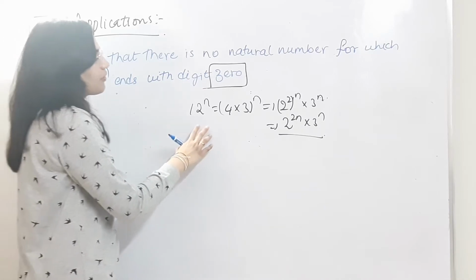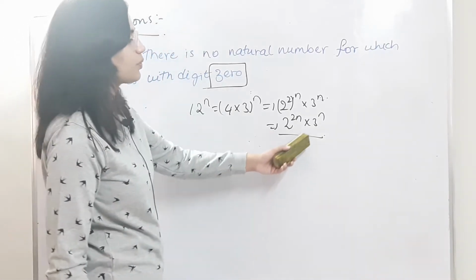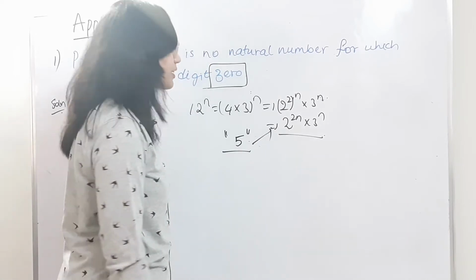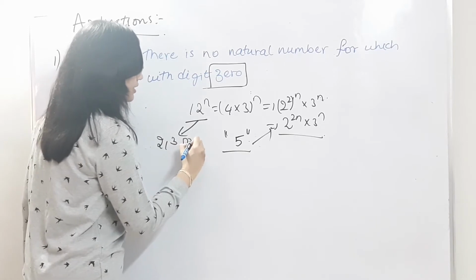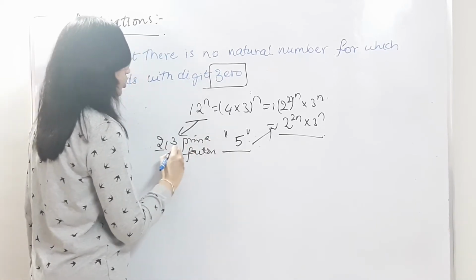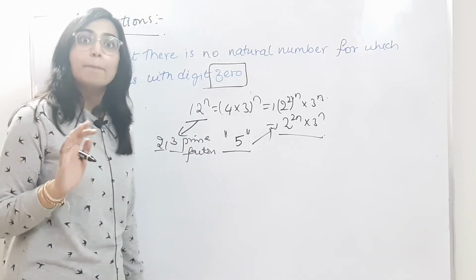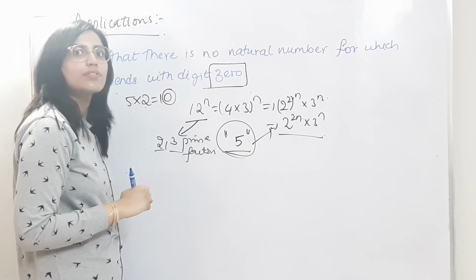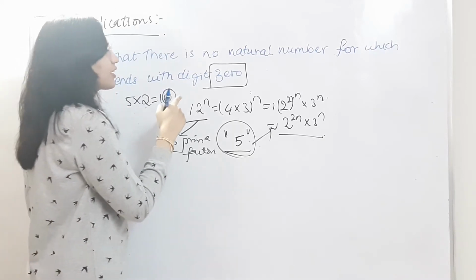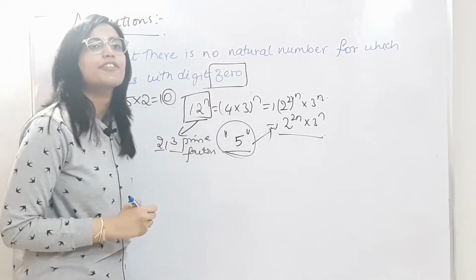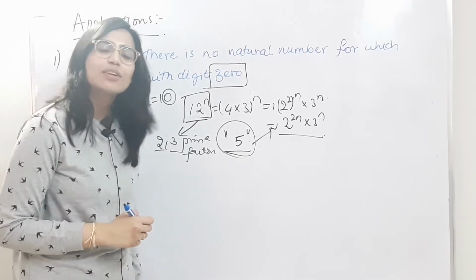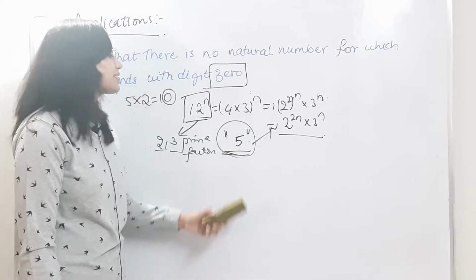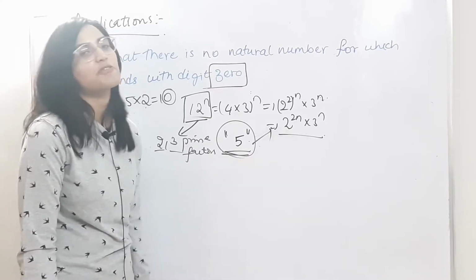So, when 12 power of n is simplified to its prime factors as 2 power of 2n and 3 power of n, can you see the prime factor 5 in here? No. That means 12 power of n only has 2 or 3 as prime factors, that is 2 raised to a power and 3 raised to the power n, but it does not have the number 5 for it to end with 0. So that is the reason why we can also conclude that there is no natural number for which 12 power of n ends with 0, simply because there is no 5 in its prime factorization.